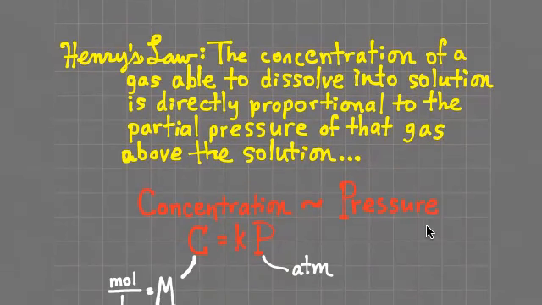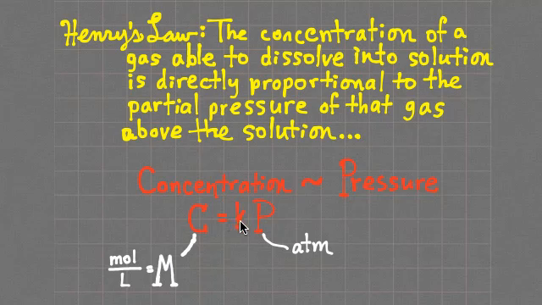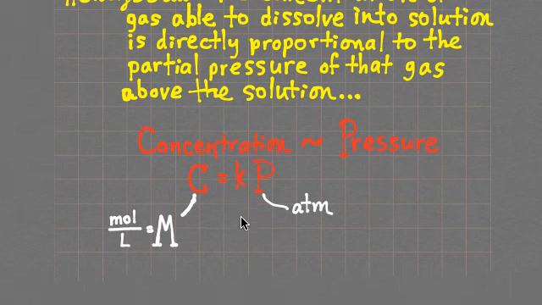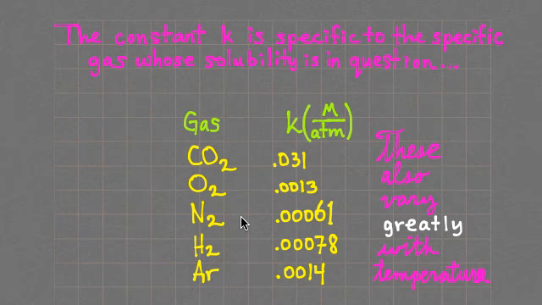Henry's Law states something like the concentration or solubility of a gas in a particular solvent depends on this constant k that's exactly specific to the gas, and the pressure in atmospheres above it. This could be in moles per liter, molarity. This could be in atmospheres. So my Henry's law constant would be in atmospheres per molarity. Here are a few examples, specific to that gas in question: carbon dioxide, oxygen.